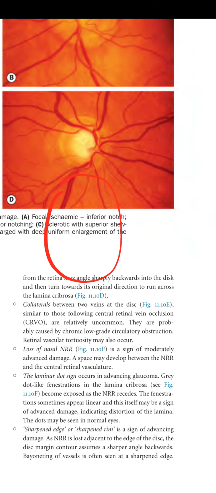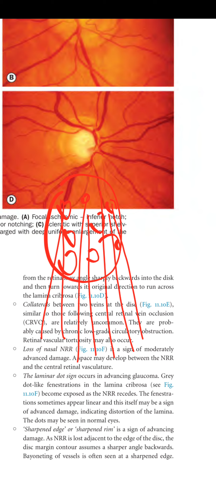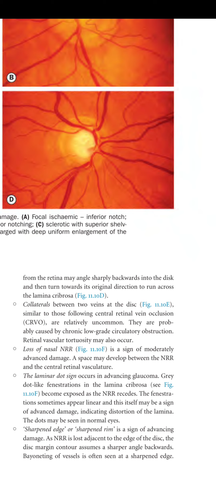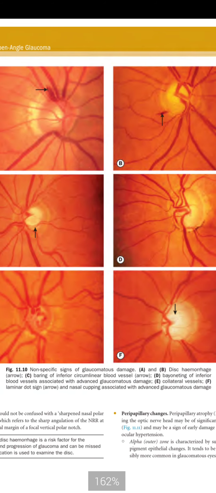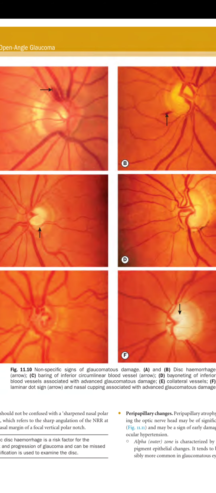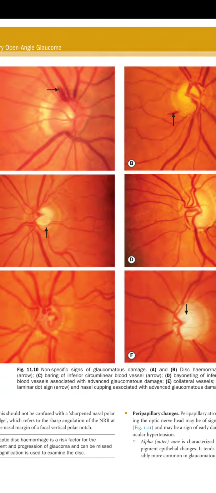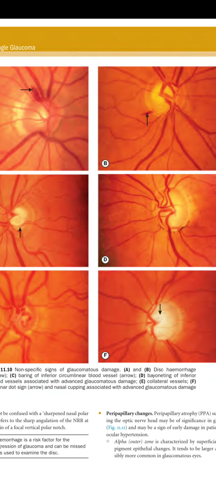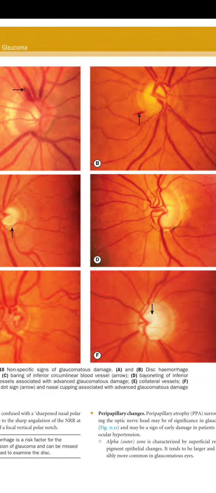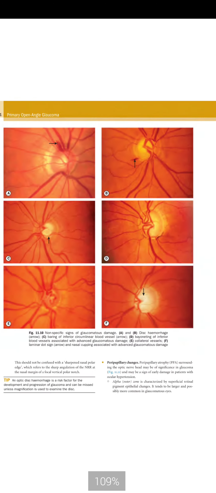So basically, the lamina cribrosa has a slightly porous structure which allows the optic nerve bundles to pass through it. Whenever there is damage to these nerve fibers, there will be the appearance of gray dot signs, which is known as the laminar dot sign. So you can see here, E is showing a collateral vessel, F is showing the laminar dot sign, which is not very clear in this case, and an arrow shows nasal cupping associated with glaucomatous damage.